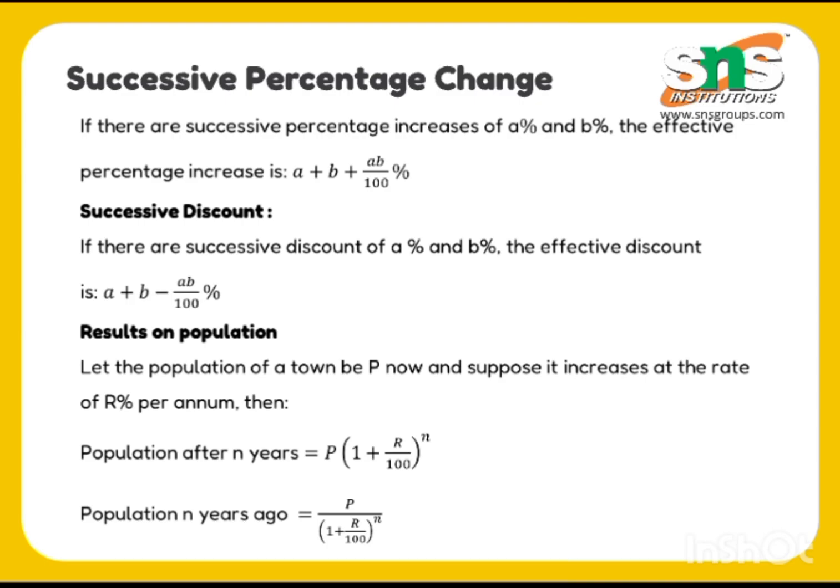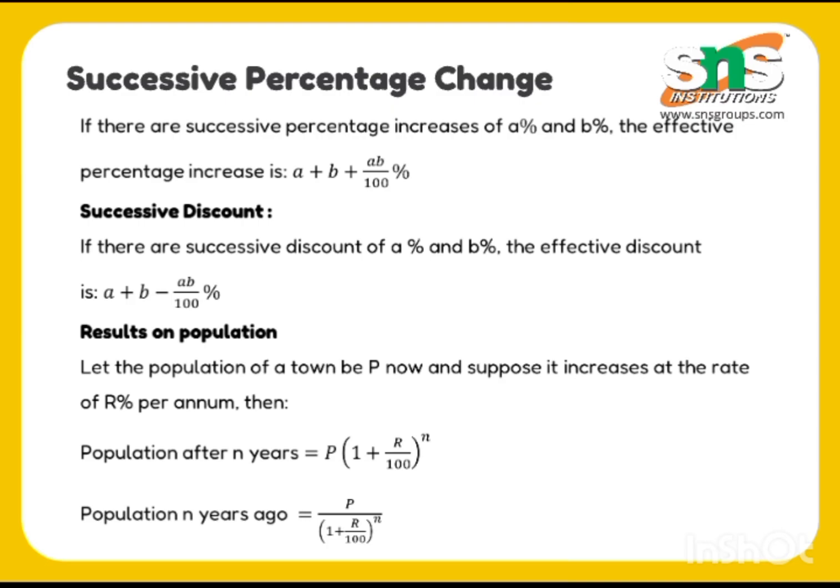Before getting into that question, you should know this formula, successive percentage change. When you have successive percentages, A percent and B percent increase, then you should use the formula A plus B plus AB by 100 percent. If there is a successive discount, it will be A plus B minus AB by 100 percent. So when you encounter these types of problems, please use these formulas.